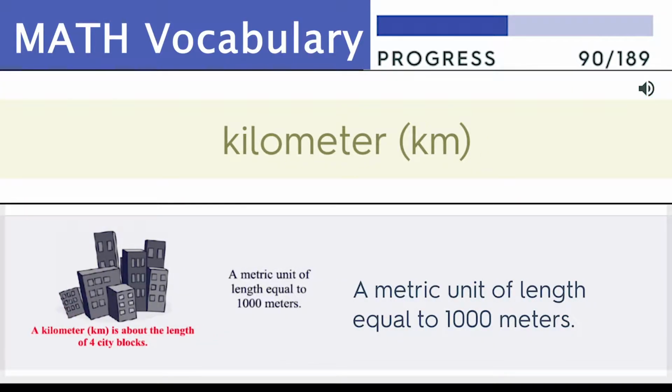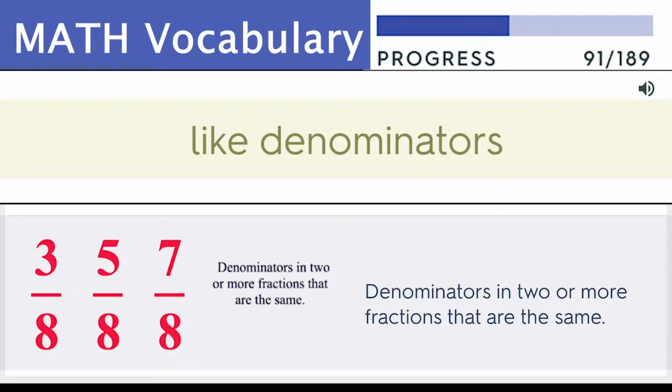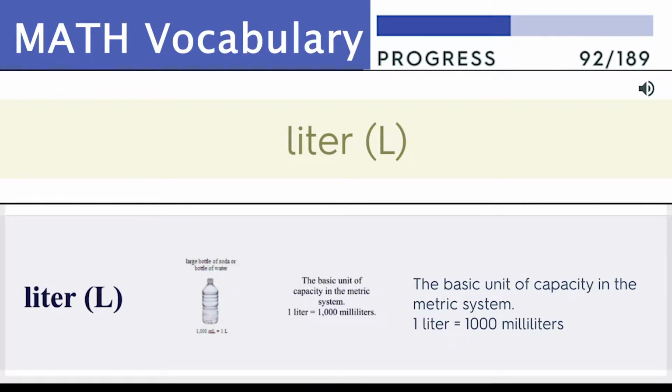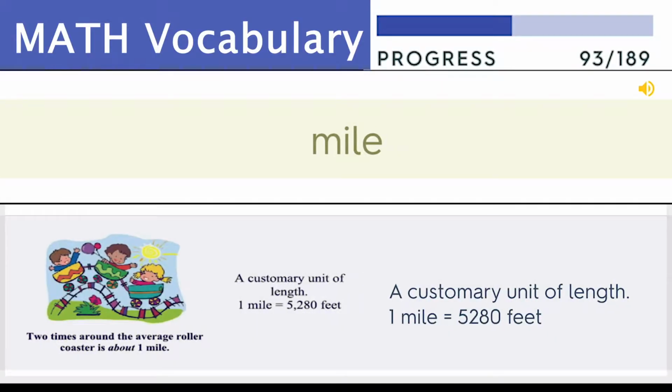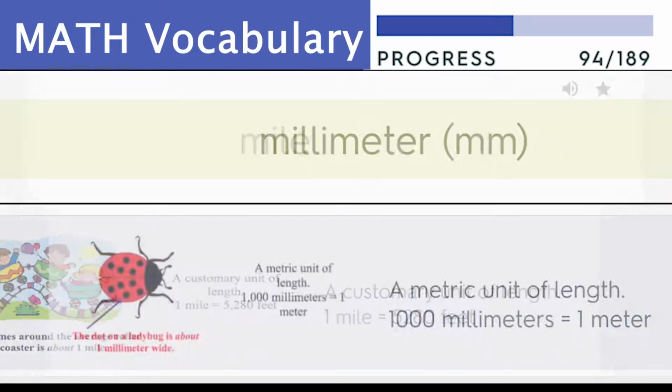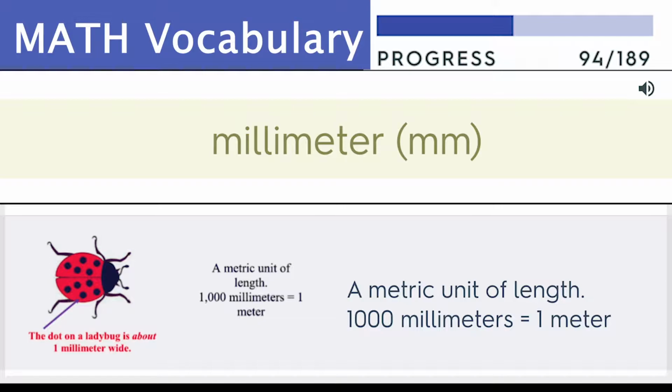Kilometer. A metric unit of length equal to 1,000 meters. Like denominators. Denominators in two or more fractions that are the same. Liter. The basic unit of capacity in the metric system, 1 liter equals 1,000 milliliters. Mile. A customary unit of length, 1 mile equals 5,280 feet. Millimeter. A metric unit of length, 1,000 millimeters equals 1 meter.